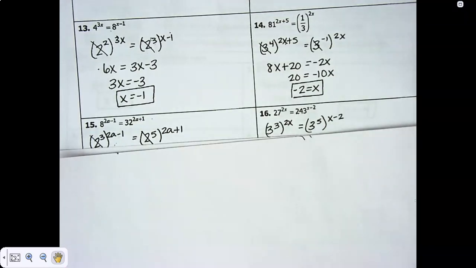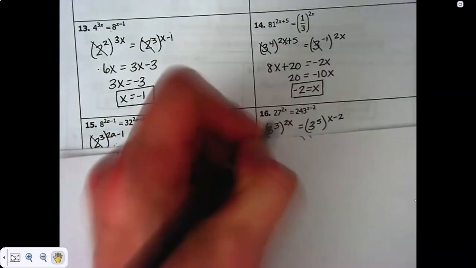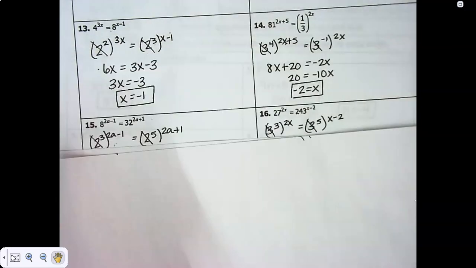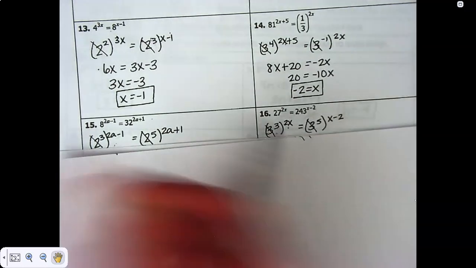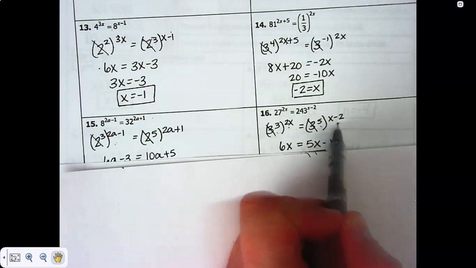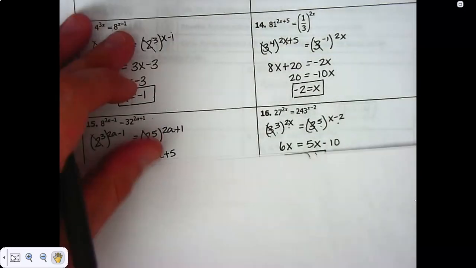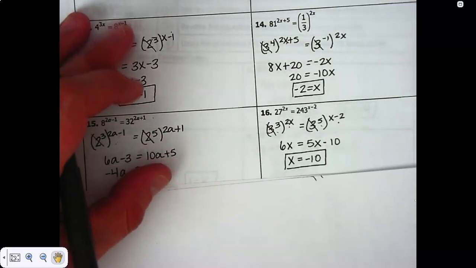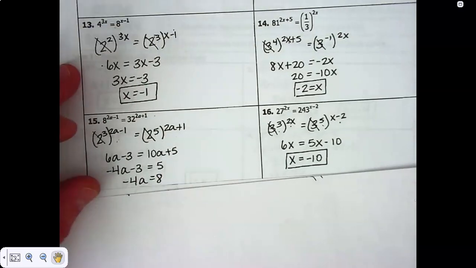So now that I have a common base on both sides, I can go ahead and drop it. Distribute the remaining exponents, the inside times the outside parentheses. 3 times 2x is 6x. Inside times the outside, 5x minus 10. Combine like terms, isolate your variable, and you get x equals negative 10.